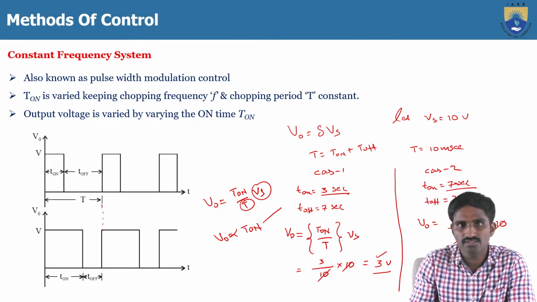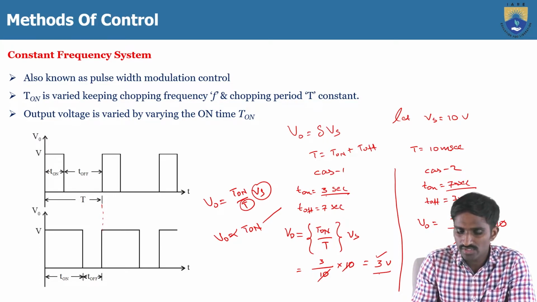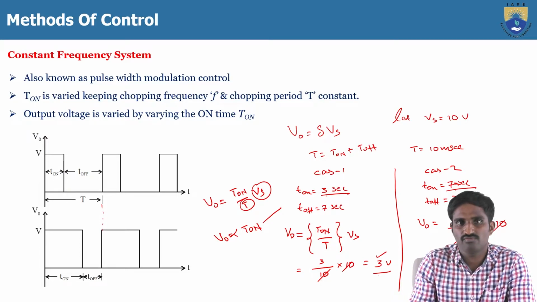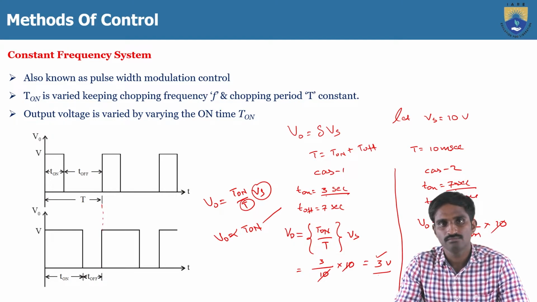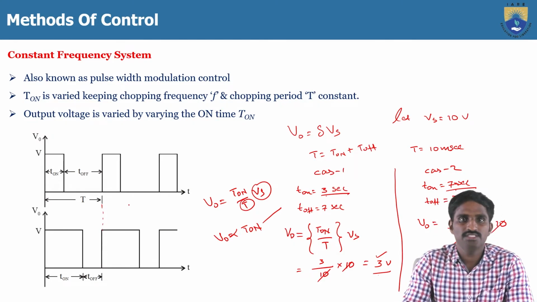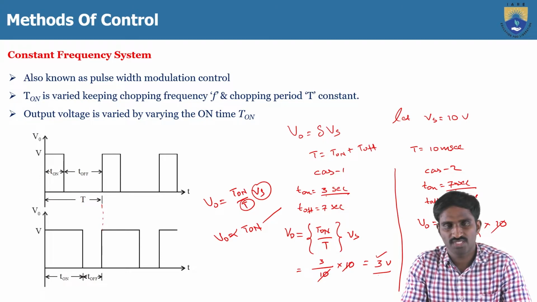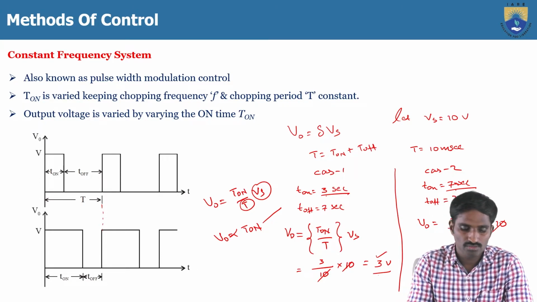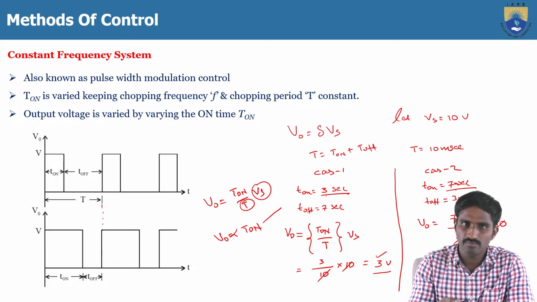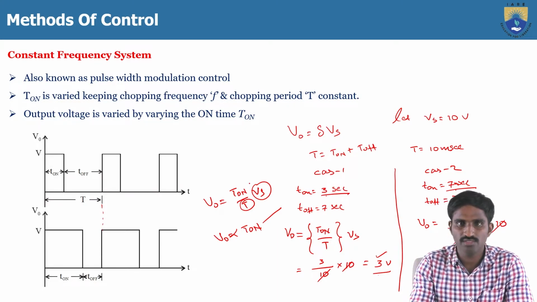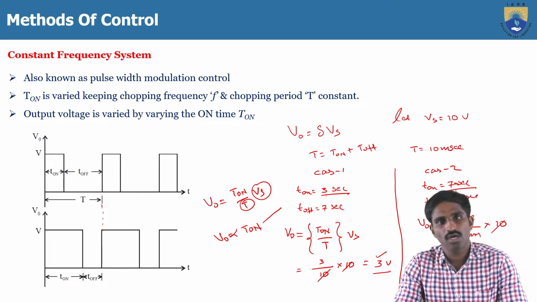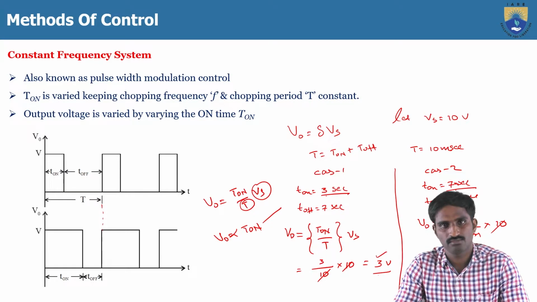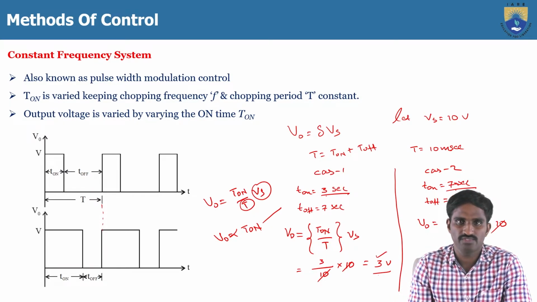Same happens here, you can see. When T on is equal to 3, here 3 volts. When T on is equal to 7, here 7 volts. If you consider T on is equal to 5, then 5 volts. So this is how the constant frequency control system works. In the constant frequency control system, we are keeping the frequency constant, which is nothing but the time period being constant. Then by keeping the time period constant and changing the T on, we are going to control the output voltage. So this is about the constant frequency system.